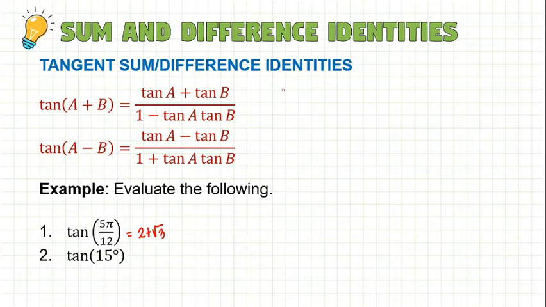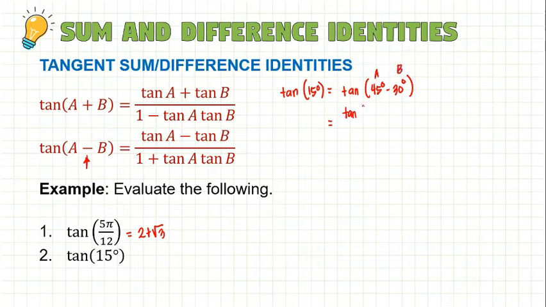Now let's try number 2. Tangent of 15 degrees. Now 15 degrees can be written as 45 minus 30, right? So we can have this as tangent of 45 degrees minus 30 degrees. So from that, using the formula, the second formula, since we are having minus, right? So we will have tangent of A. Our A here is 45, our B is 30. So we have tangent of 45 degrees minus tangent of 30 degrees all over 1 plus tangent of 45 tangent of 30 degrees.